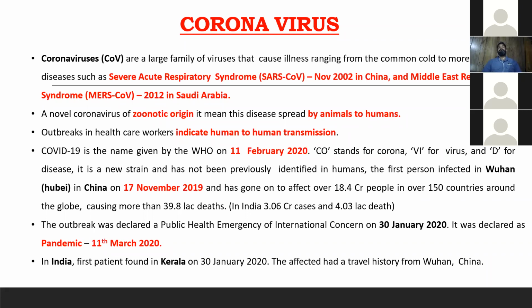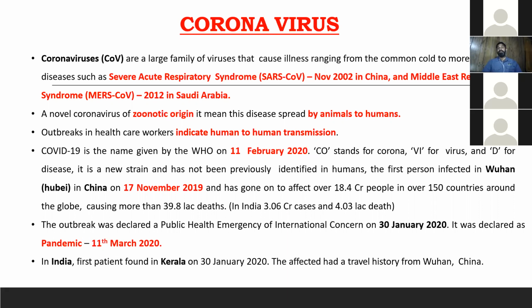COVID-19 is a name given by WHO on 11th February 2020. CO stands for corona, VI for virus, and D for disease. The first person was infected in Wuhan in China on 17th November 2019, and it has gone on to affect over 18.4 crore people in over 150 countries around the globe, causing more than 39.8 lakh deaths.